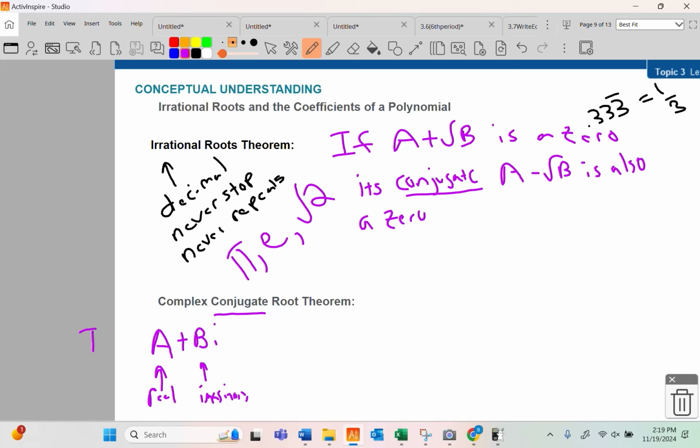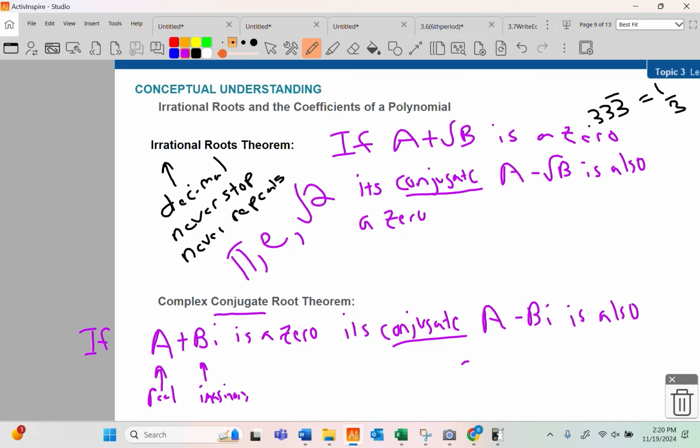Anyways, if a plus bi is a 0, that means something. What do you think it means based on the previous theorem? Its conjugate. You know the word conjugate. Its conjugate, which is a minus bi, is also a 0.